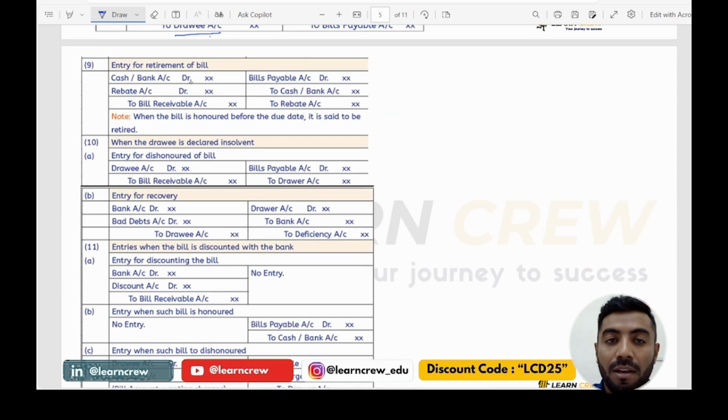Retirement of a bill is nothing but paying. The drawee, the acceptor, is paying us the amount. That is nothing but cash account debit to bills receivable account. Bills receivable, which was debited earlier, is now credited, since we're receiving the cash amount.